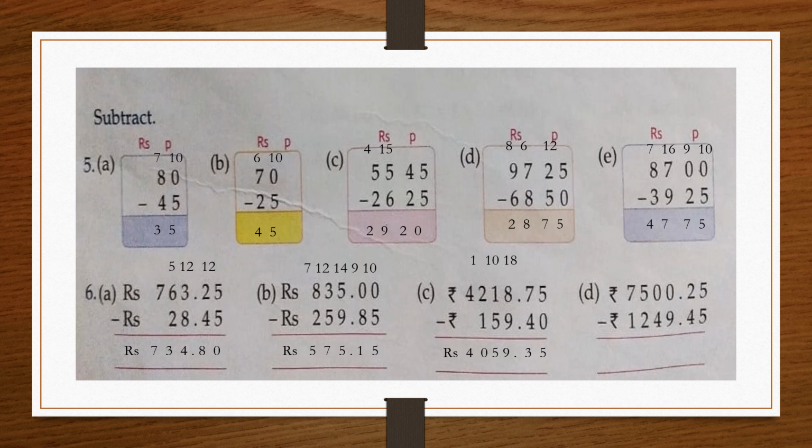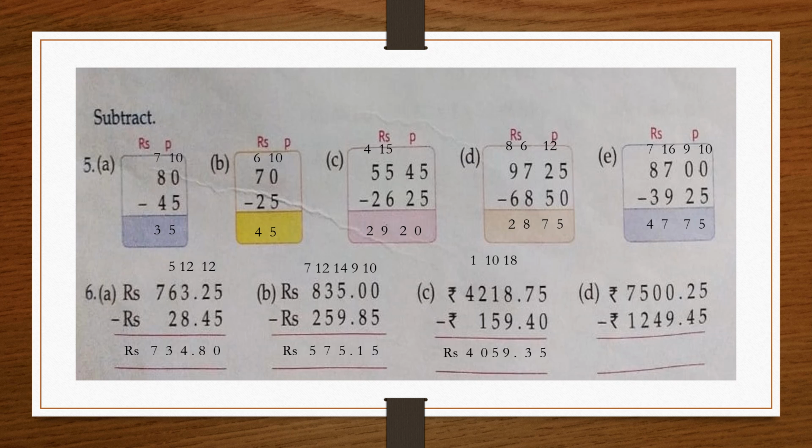Now 1 is reduced to 0. From 0 you cannot subtract 5. So again it will borrow 1 from there and it will become 10. Now 10 minus 5 is 5. And 2 will reduce to 1. So 1 minus 1 is 0. And then 4 will come as it is, as there is no number below 4 there. So the answer is 4,059 rupees 35 paisa.